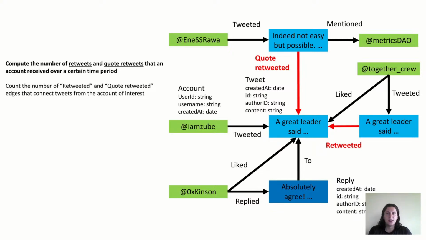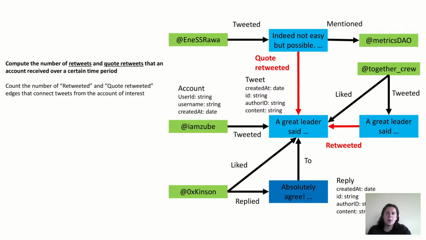And so we'll be filtering these connections. We're only interested in this case in the quote retweets and the retweets. But you can imagine doing something similar for likes or for mentions or replies, depending on what kind of question you're trying to answer. You can just update your query and get the right information.